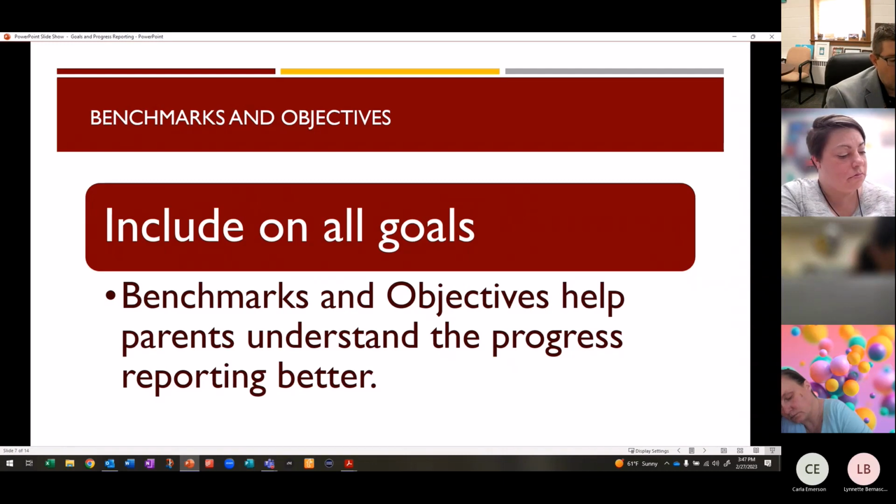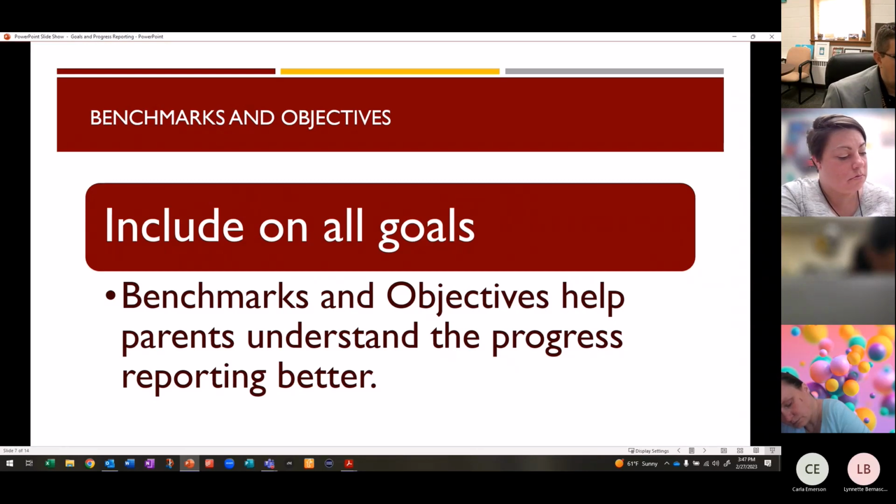So if we don't have those benchmarks, then the parent sees the student is able to read 45 words per minute. If they don't have a context for what that means, is that as far as we wanted them to be at this point in the school year? Is that okay for grade level? If we don't have that context, it's just harder for a parent to know, is this appropriate or not?